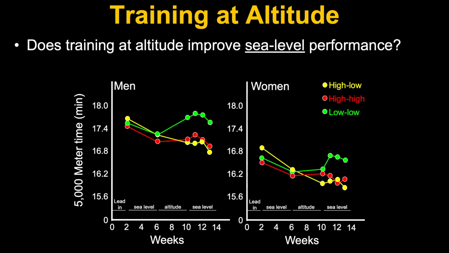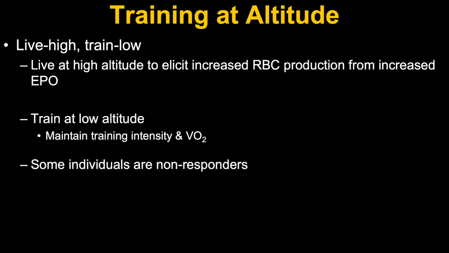As we can see from these diagrams, there is a benefit to living at high altitude and training at low altitude. There's an improvement in exercise performance. The 5,000 meter time is less. So that means I can run 5,000 meters in less time than if I hadn't trained in this manner. The take-home message in all of these data is that if you want to take advantage of altitude as a tactic to improve exercise performance, you need to live high and train low.